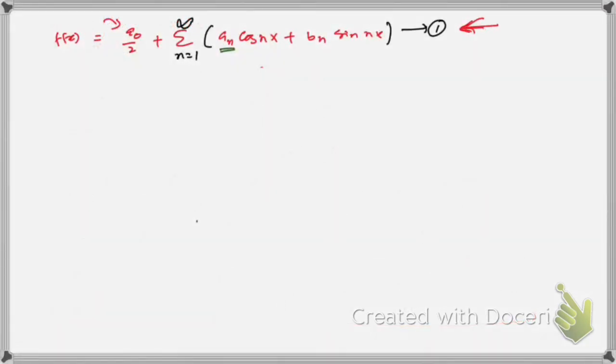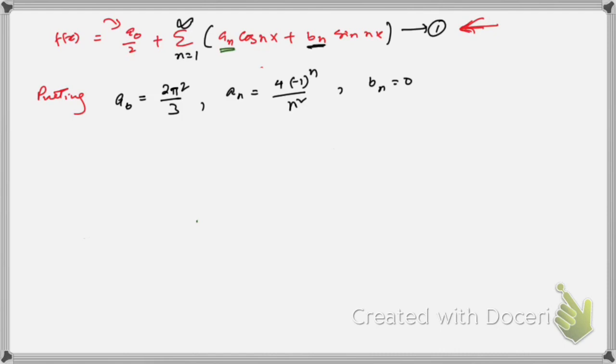Let us put the values. We have a naught equal to 2 pi square by 3, and an equal to 4 into minus 1 to the power n by n square, and we had got bn equal to 0. So if you put those here, bn is 0, then this part will be 0, right? Now if you put here an and a naught equal to 2 pi square by 3, then these two will be cancelled with this, right?